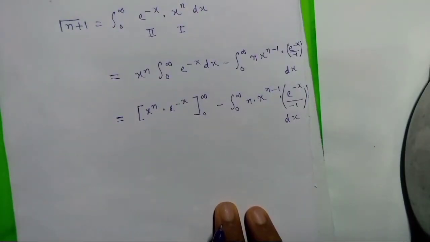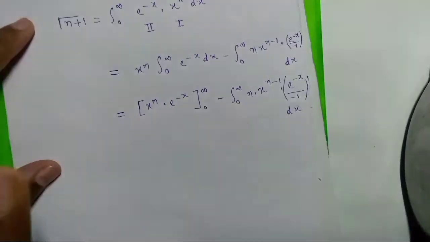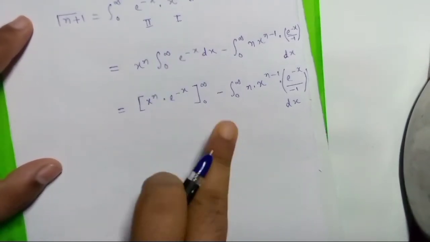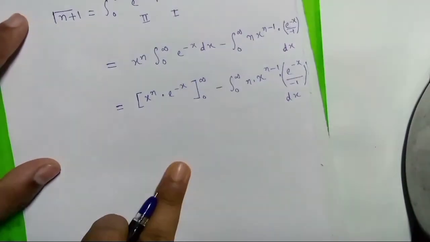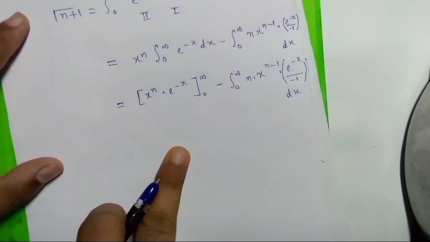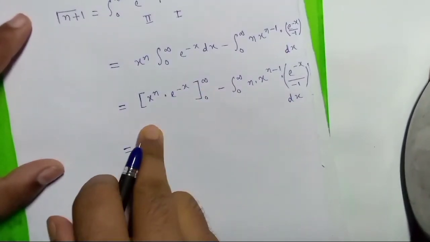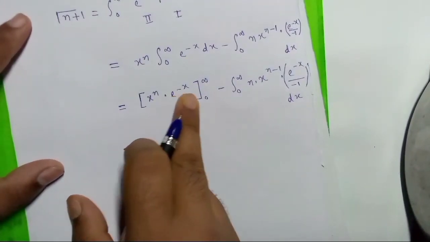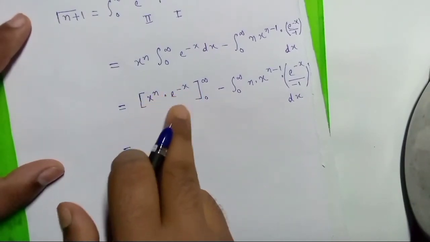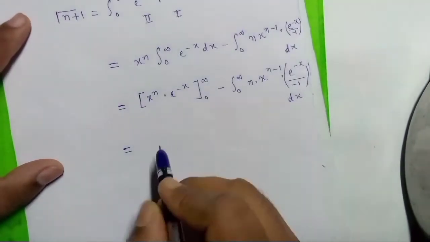Now if we put in these values: anything to the power infinity is infinity, anything to the power minus infinity is 0, and anything to the power 0 is 1. So here x to the power infinity is infinity, and e to the power minus infinity is 0. The first term is 0 and the other limit is also 0, so both terms are 0. So this will be 0.